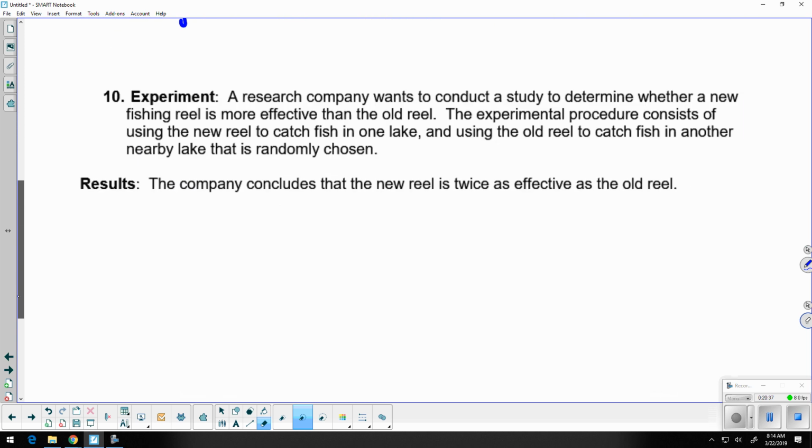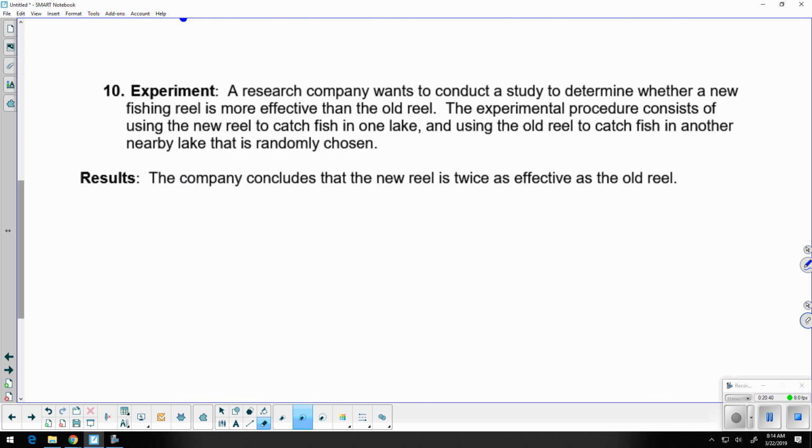Okay? Next experiment, it says that a research company wants to conduct a study to determine whether a new fishing reel is more effective than the old one. The experimental procedure consists of using the new reel to catch fish in one lake and using the old one to catch fish in another nearby lake that is randomly chosen. The company concludes that the new reel is twice as effective as the old reel. What's wrong with this? So if you need to, I'll give you a second to read back through. So we're trying to test out a new reel, right? To see, is it more effective? Do I catch more fish with this new reel versus the old one? And they're saying that yes, you do.